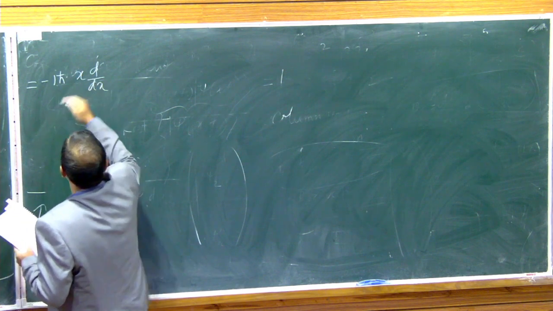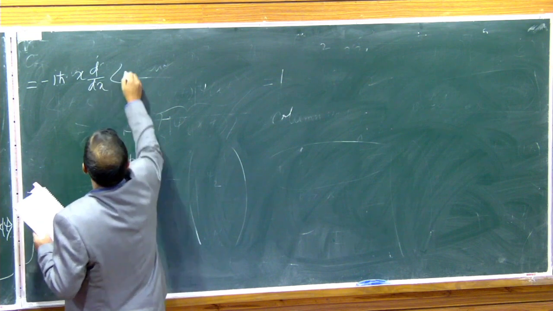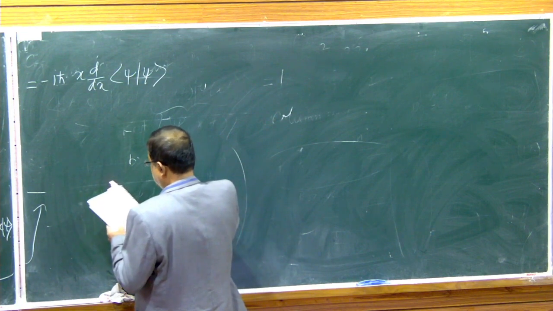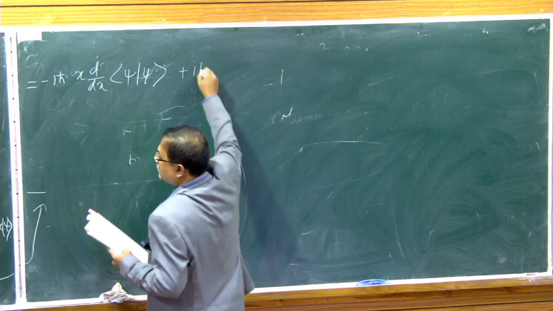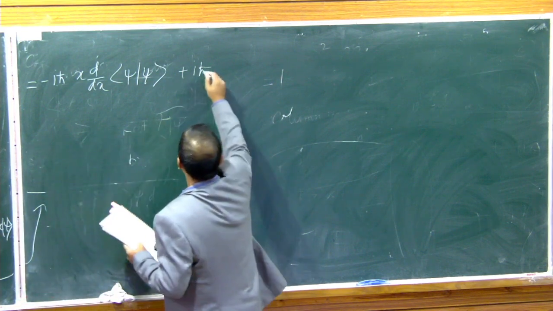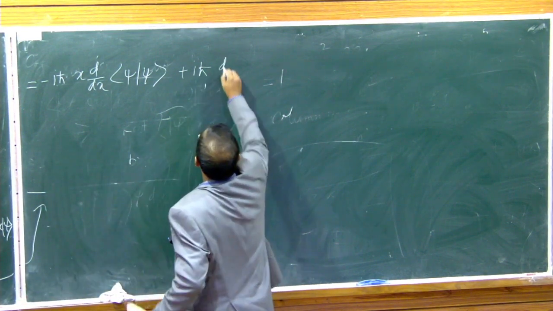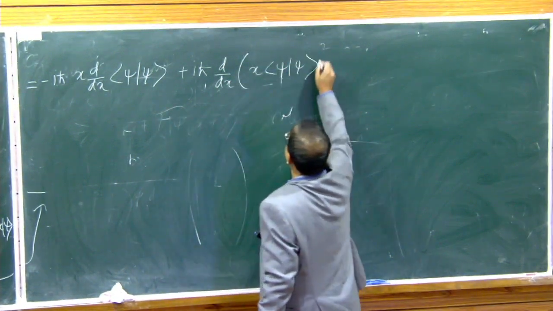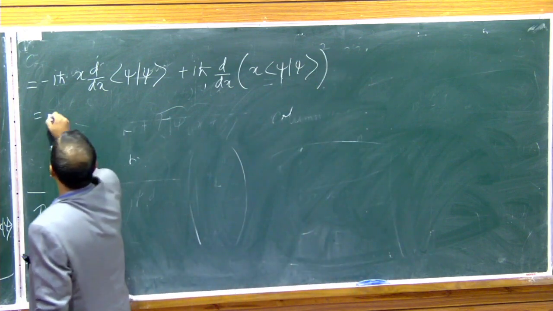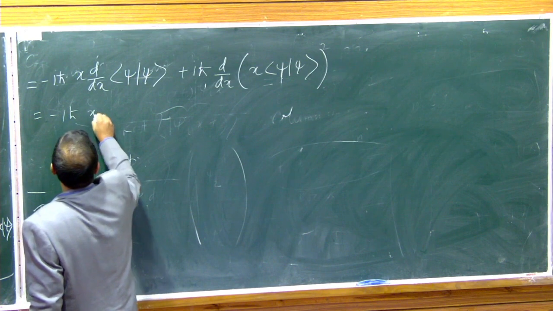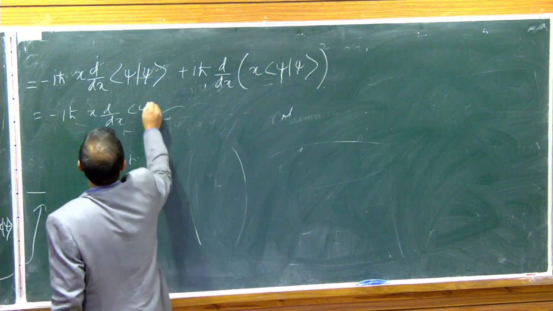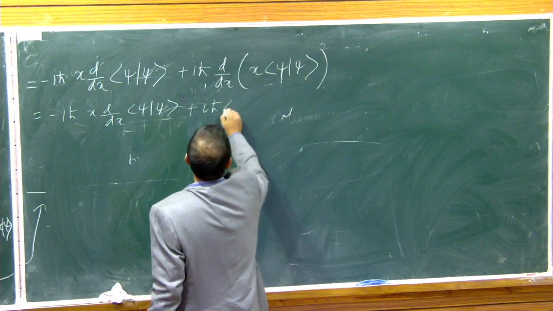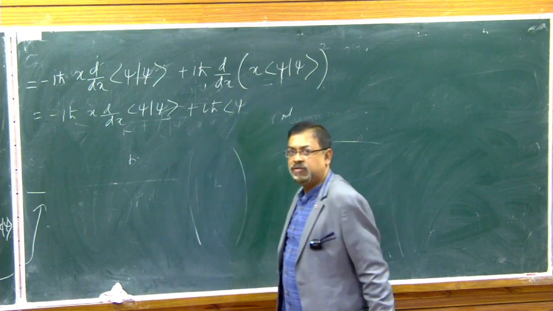Well, minus iħ is just a number, so it doesn't matter. And on psi, there is a plus iħ, plus because the minus and the minus becomes a plus, so iħ and d/dx of x psi. So I can simply open this: minus iħ x d/dx of psi. This is equal to plus iħ psi because I do a chain rule of derivative here.